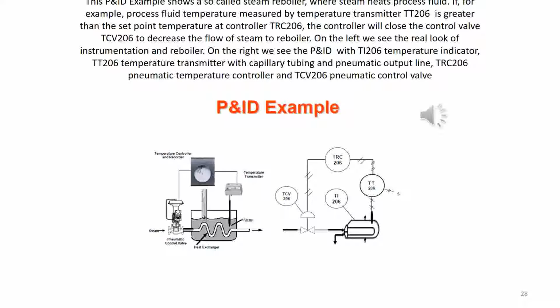On the left, we see the real look of instrumentation and reboiler. On the right, we see the PID with TI206 temperature indicator, TT temperature transmitter with capillary tubing and pneumatic output line, TRC206 pneumatic temperature controller, and TCV206 pneumatic control valve.